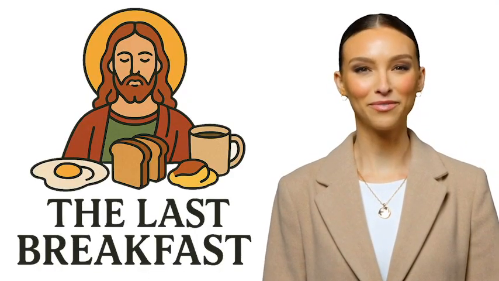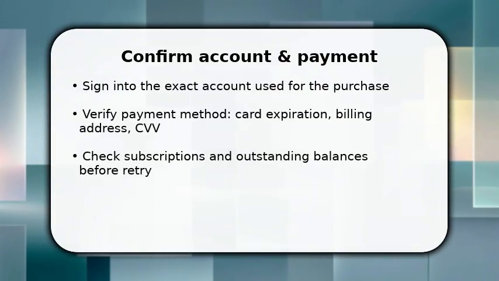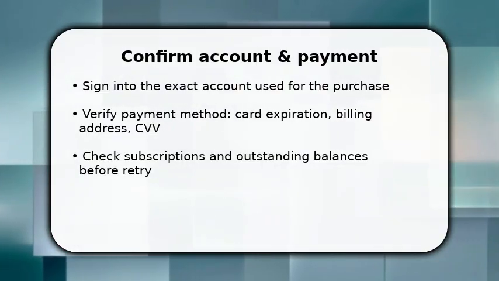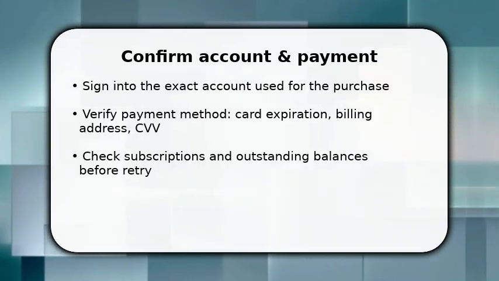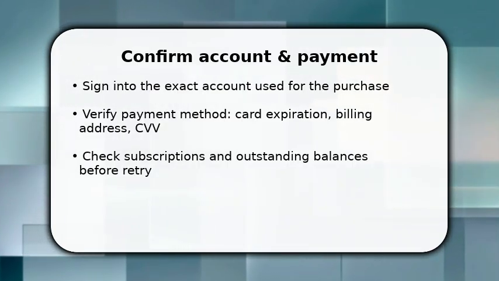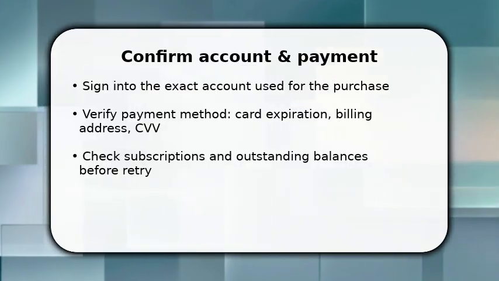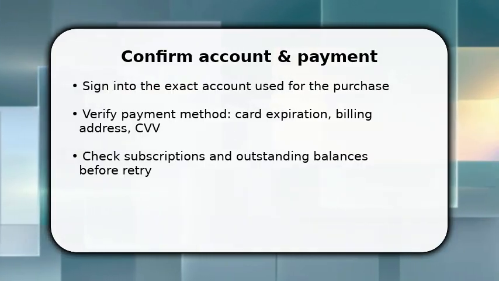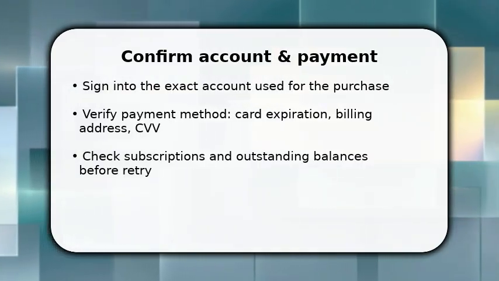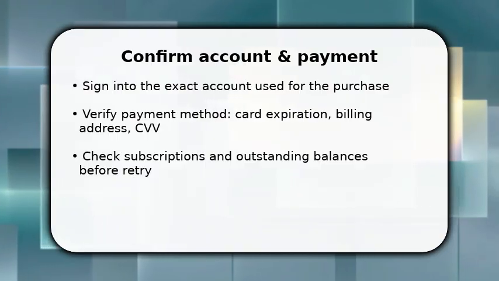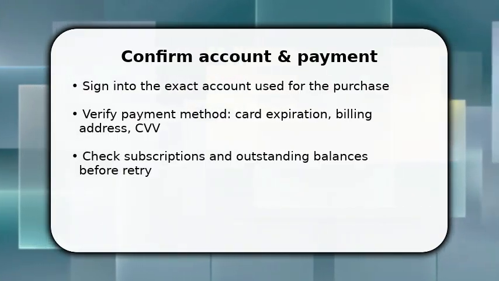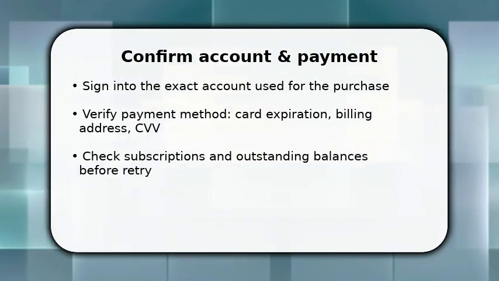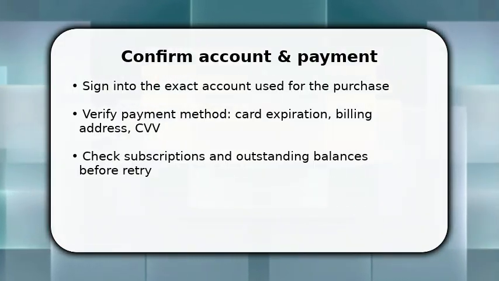You'll start by confirming the account and payment details because most blocks come from mismatched info. Sign into the exact account used for the purchase, then open payment settings and confirm card expiration, billing address, and CVV. Once done, clear any pending balances or unpaid subscriptions that could lock purchases. Make sure you also briefly restart the app or device to force settings to refresh. This avoids wasted retries and surfaces the real error rather than a cached one.